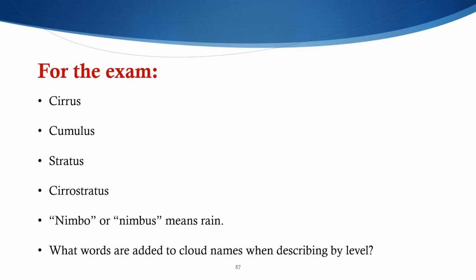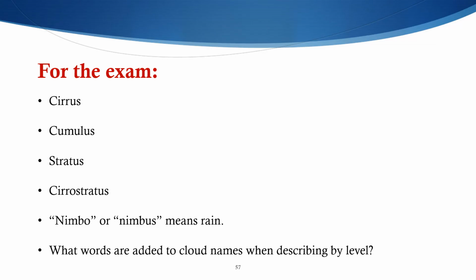What I would like you to know for the exam, know this, it is important. I want you to be able to describe the basic characteristics of those 3 cloud types by shape: cirrus, cumulus, and stratus. Then I want you to be able to identify what's special about a cirrostratus cloud. Know that if a cloud has nimbo or nimbus in its name, it means that is a rain cloud. And then what words are added to cloud names when describing by level?